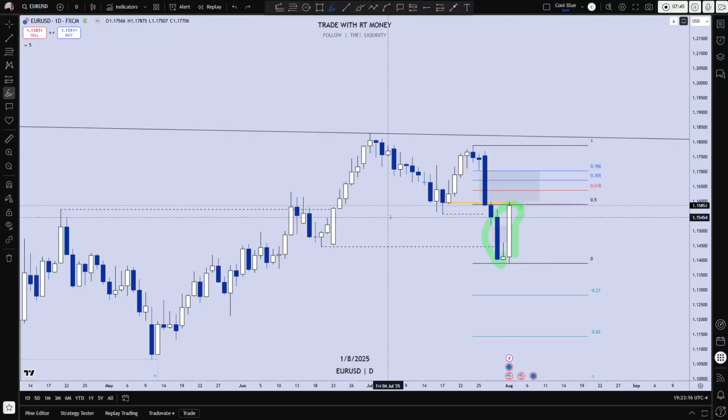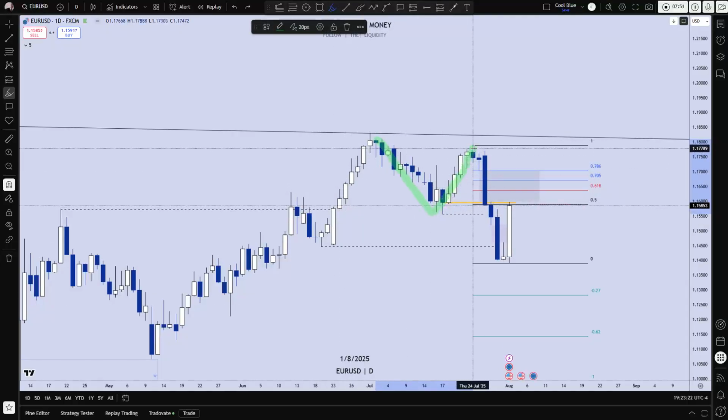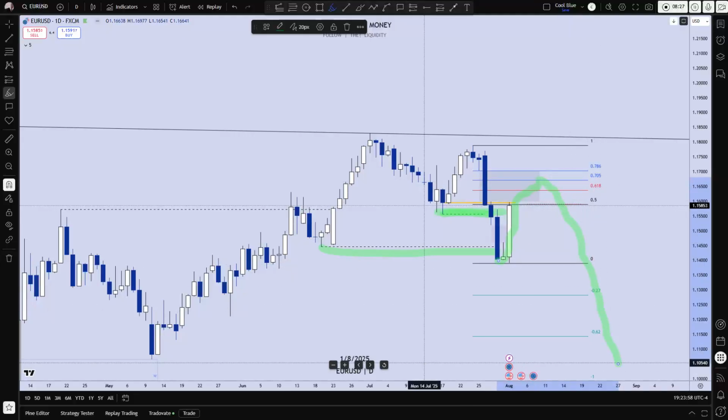But what I want to point out is, we have a push down, a pull up, and it did not take that high. This is a swing fail. Then we have another push down. This forms a mitigation block. And price comes back to that mitigation block. This mitigation block should hold. The probabilities are that I believe it should hold. We traded past that market structure shift there, and we raided the liquidity below that low. And we have a quick turnaround. I'm looking for price to find that resistance for lower prices.